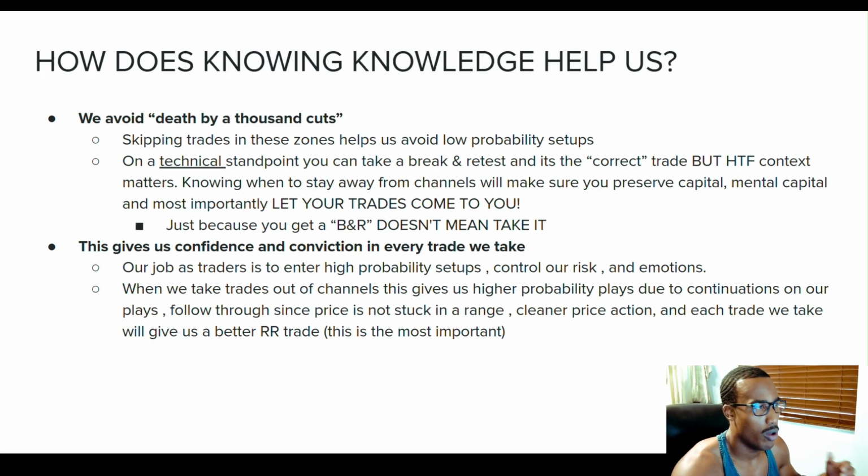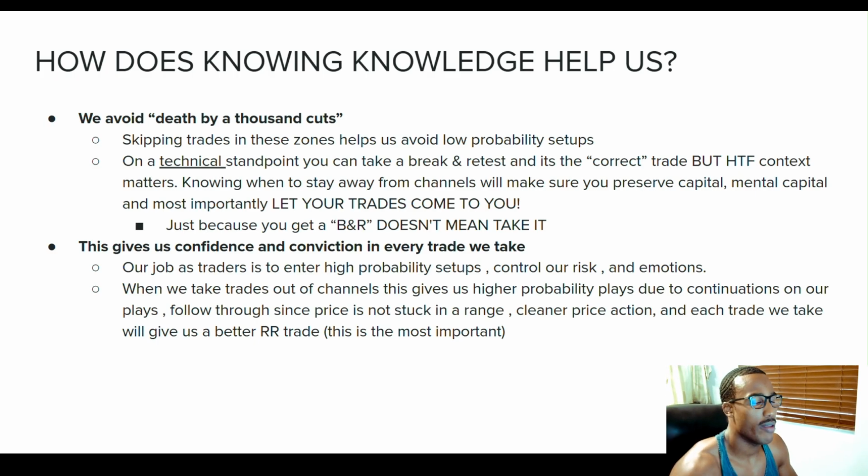I really recommend going over this section again. It took me a while to figure that out. On a technical standpoint, I would take a correct trade, but my thesis was incorrect. Sorry about that. So just make sure, just because it's a break and retest does not mean take it. It does not mean take it. Context matters. Once you are able to correlate those two things and put them together, you will take off.